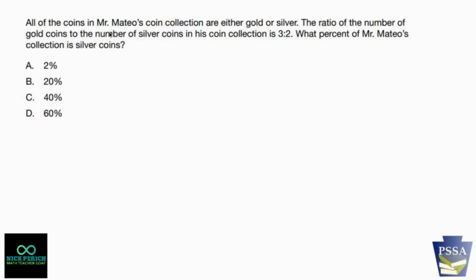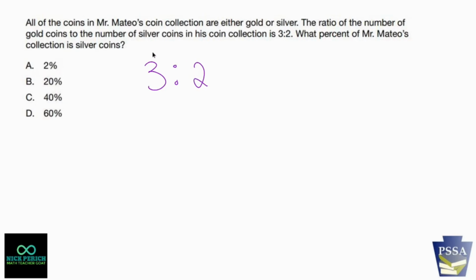All of the coins in Mr. Mateo's coin collection are either gold or silver. The ratio of the number of gold coins to the number of silver coins in his collection is 3 to 2. What percent of Mr. Mateo's collection is silver coins? Well, let's do this. Let's write out 3 to 2.